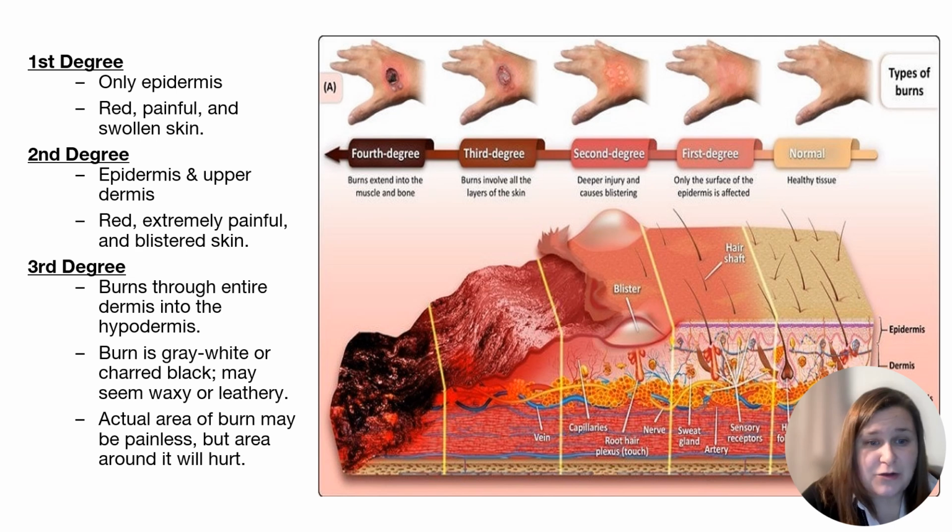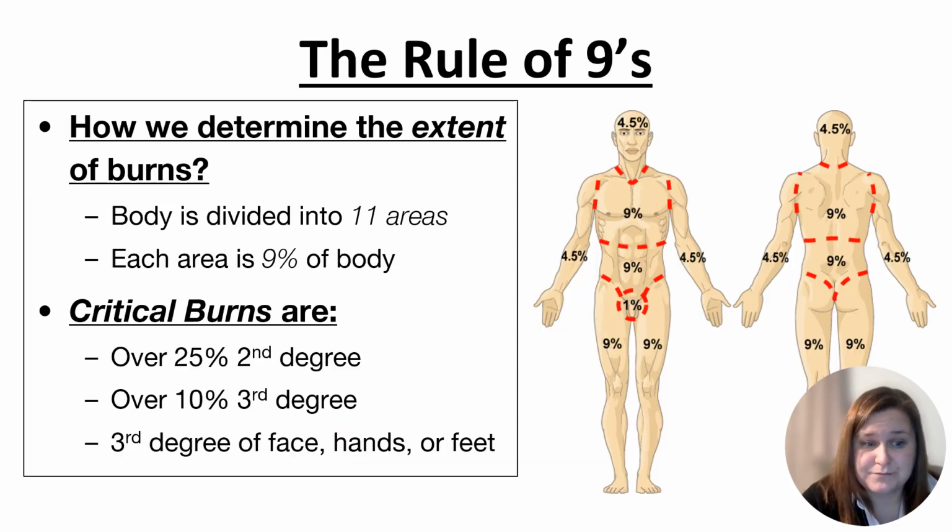For third degree burns, these are going to be burns through the entire dermis and moving into the hypodermis. The burn is going to be gray or white or sometimes even a charred black. These may seem a little bit waxy or leathery. The actual area of the burn can be painless, but the area around it will probably hurt. And the reason for that is because the sensory receptors that would sense that pain have actually been burned away. So the third degree is going to be absolutely our most severe type of burn.